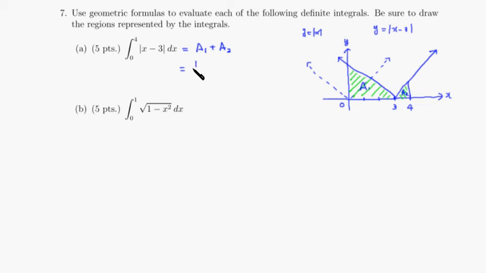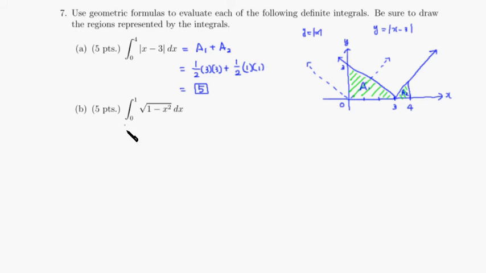It's a triangular region, so 1/2 base times height. The base in this case is 3, and the height is going to be 3 as well, plus the smaller triangular area, where the base is 1 and the height is also 1. So you have 9 over 2 plus 1 over 2, which is 10 over 2, which is going to be 5. That is the value of this definite integral.